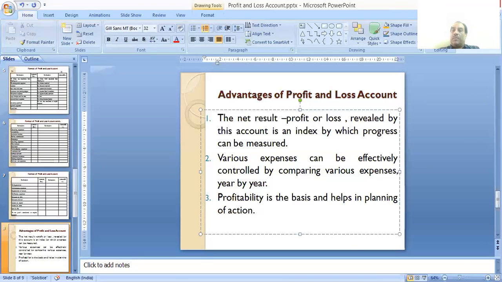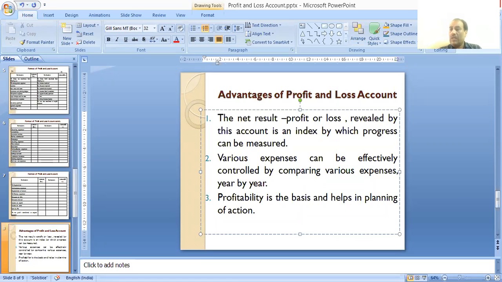So by comparing various expenses, we can effectively control the items which are incurred in excess, where the control is possible. So we can minimize those expenses, those cost items, and it will ultimately help in improving the profit, minimizing the loss. So it is the second advantage. And then third is profitability is the basis and help in planning of action.